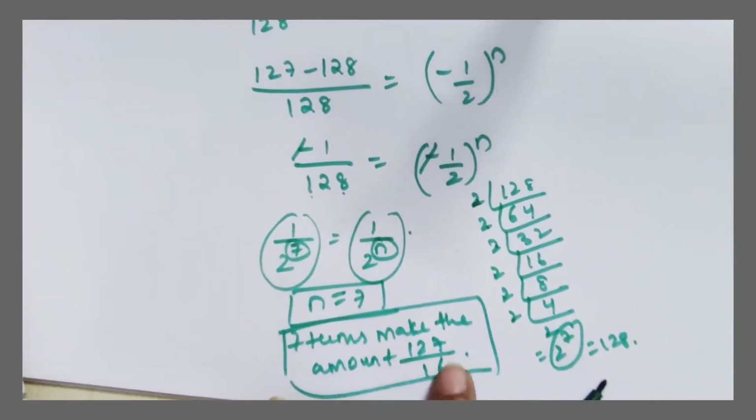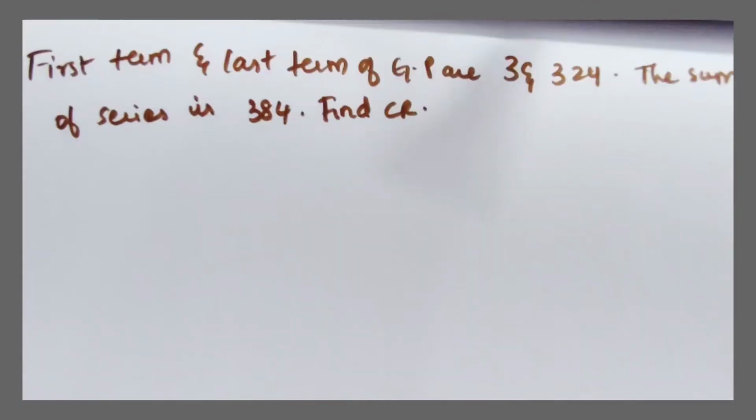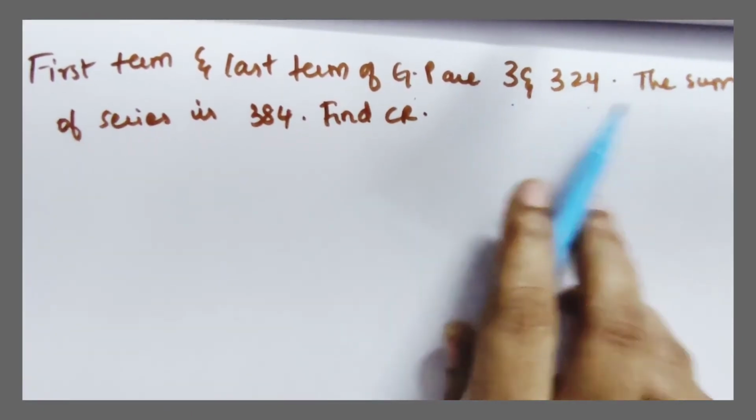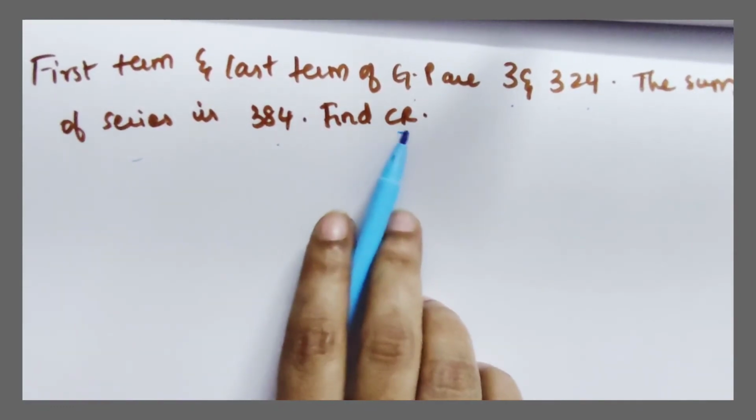Generally, he'll be asking this kind of question frequently in the exams. Next, we'll see another kind of question. What he'll ask in the exams is: the first term and last term of a GP are given, that is 4 and 324. He is telling the sum of the series, the Sn value, is also given. So he is telling us to find the CR value.